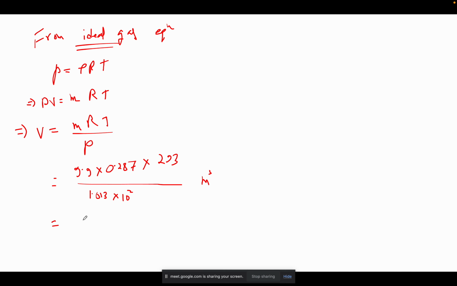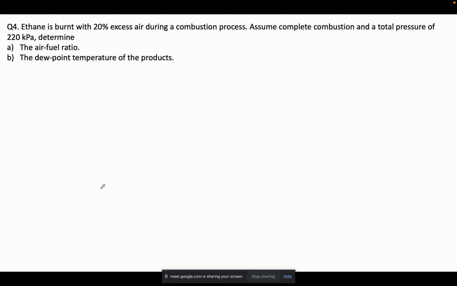So the answer is 8.218 meter cube. This is the minimum volume of air that is required for the combustion. Fine. Now let us go to the next question.